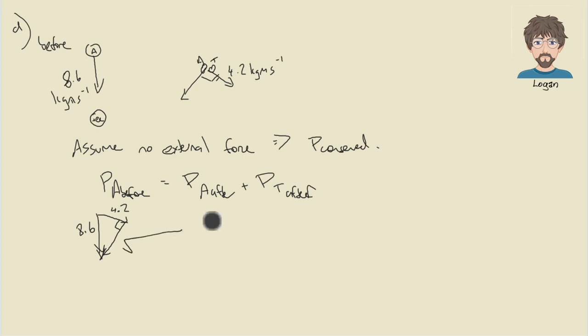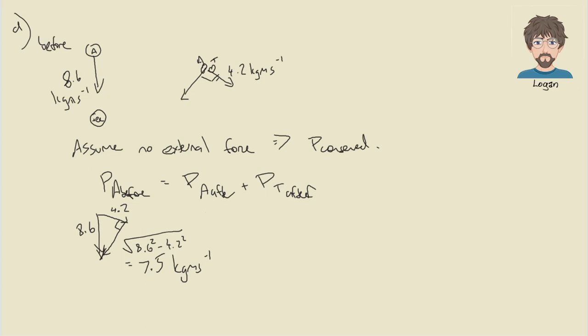This is the square root of 8.6 squared minus 4.2 squared by Pythagoras' theorem, which is 56, square root of that, 7.5 kilogram meters per second. But we haven't actually been asked for that, have we? We've been asked to calculate the angle through which stone A is deviated.